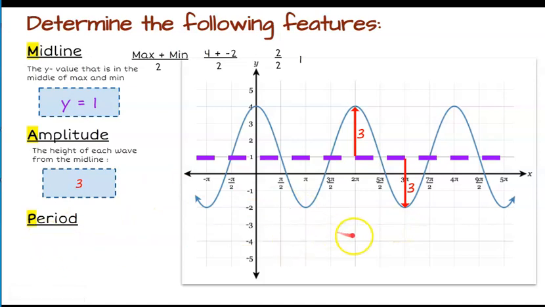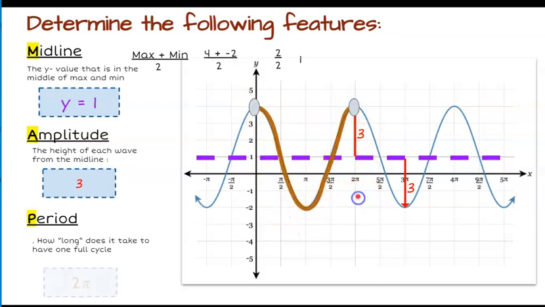And for the period, we can use maximum to maximum. So we'll have 0 and then 2 pi. So we'll have 2 pi minus 0. Because period is how long it takes to have one full cycle, from maximum to maximum, we have 2 pi as our period.